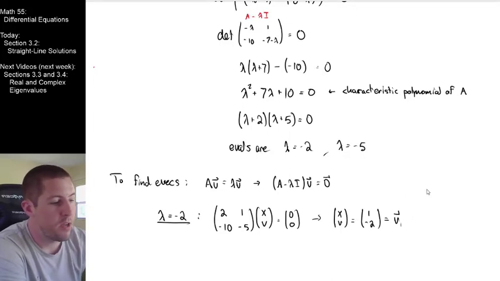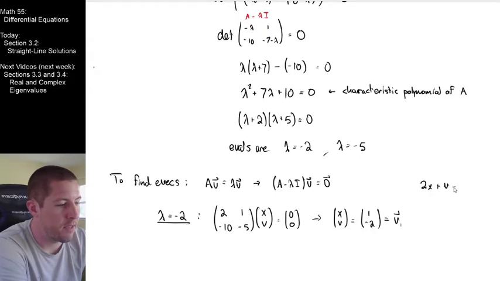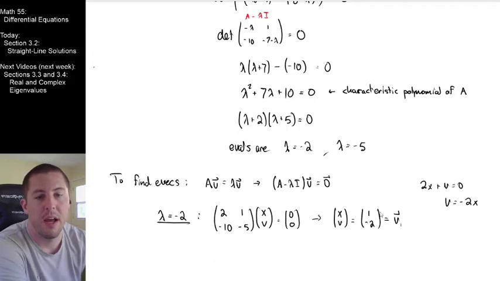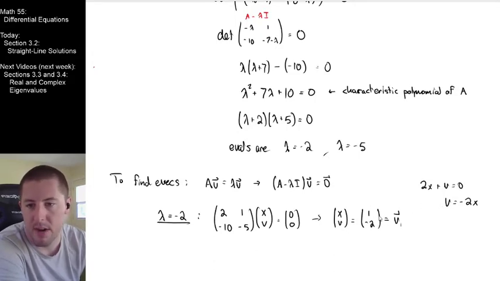All right. Notice that you can multiply this out if you want, and you can get to the equation like 2x plus v equals 0. That's going to tell you that v equals -2x. And from this, maybe you can then arrive at, if x is equal to 1, then v is equal to -2. And that's how I'm getting my eigenvector right there.